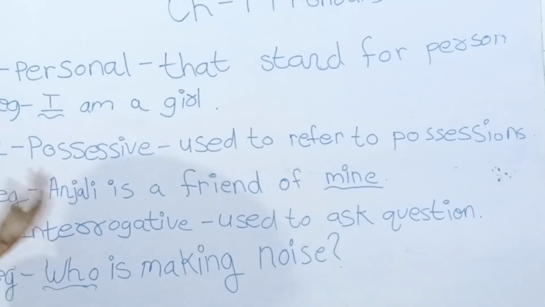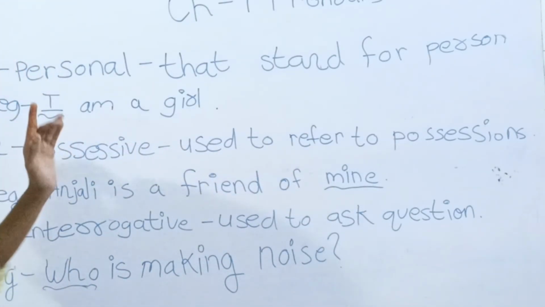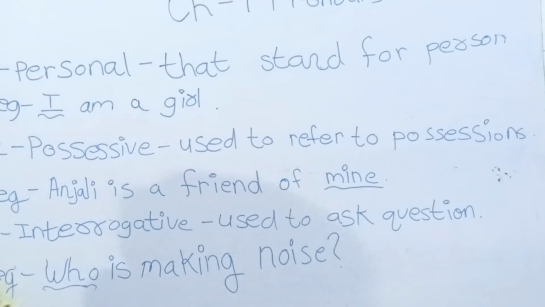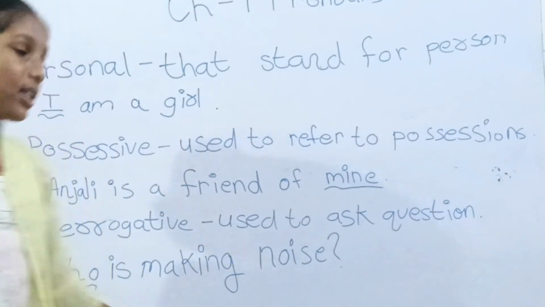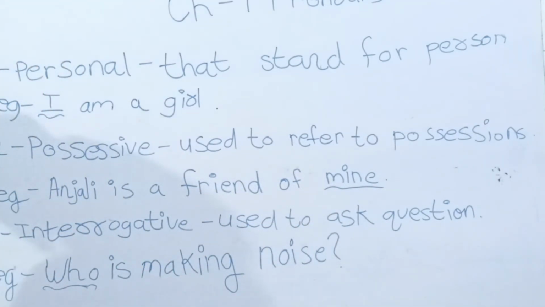So example is Anjali is a friend of mine. Only a friend of mine. She can be friends of others, but I am considering her as a friend only and only of mine. So here mine and I. Personal pronoun and possessive pronoun.